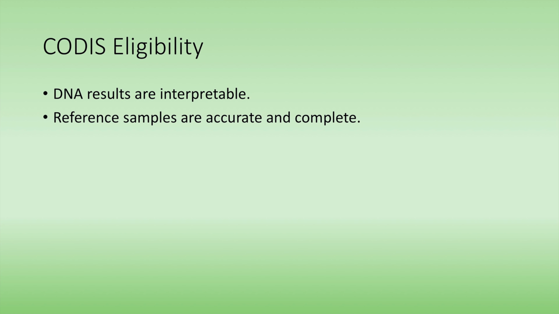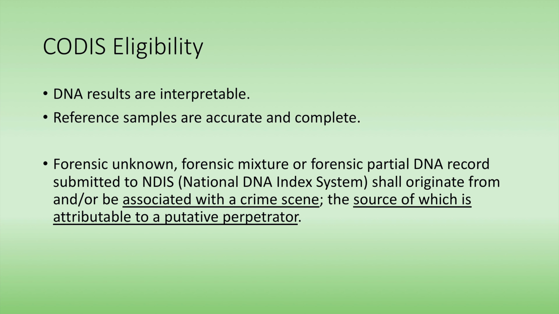This means that the DNA profiles from samples taken from a known individual are accurate and complete. This next rule is very important and often causes confusion. The DNA profile developed from a crime scene sample is called a forensic unknown. A forensic unknown profile, whether it is a single source profile or mixture, or a partial profile, must be attributed to the putative perpetrator. Alleles that come from the victim or others that may be in the mixture, such as a profile from the consensual partner, shall not be entered into CODIS.